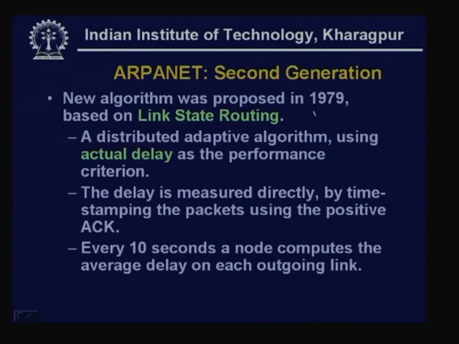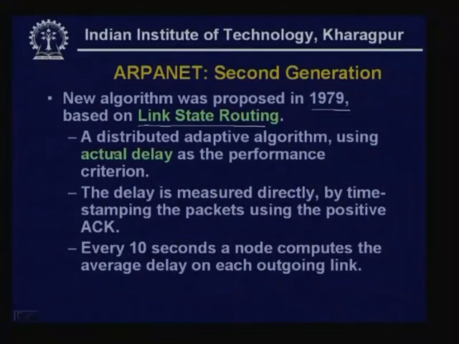The second generation algorithm was proposed in 1979. After 2 years, they shifted to link state routing. So, they modified the distance vector routing to link state routing. Here, as you know, link state routing is also a distributed adaptive algorithm, but it uses the actual delay as the performance criterion rather than that artificial delay based on the queue length.